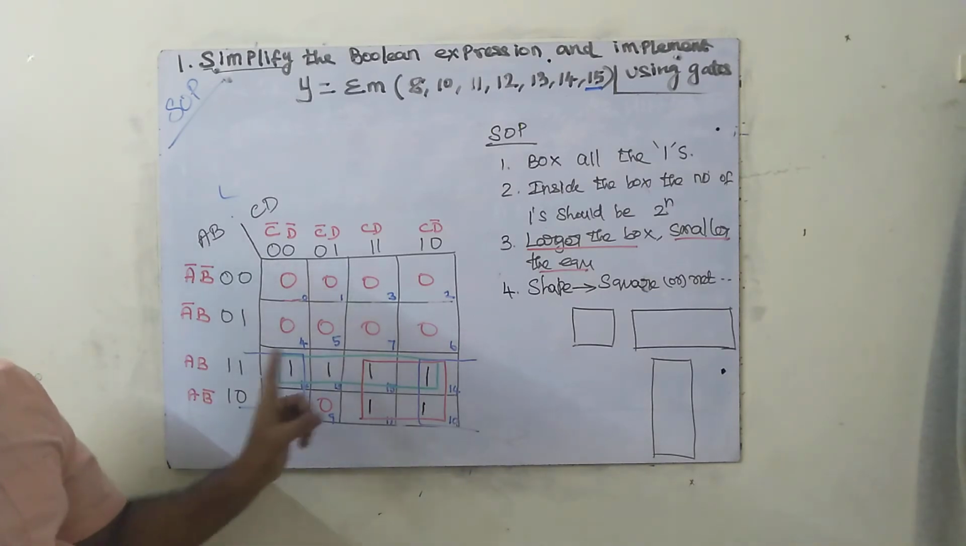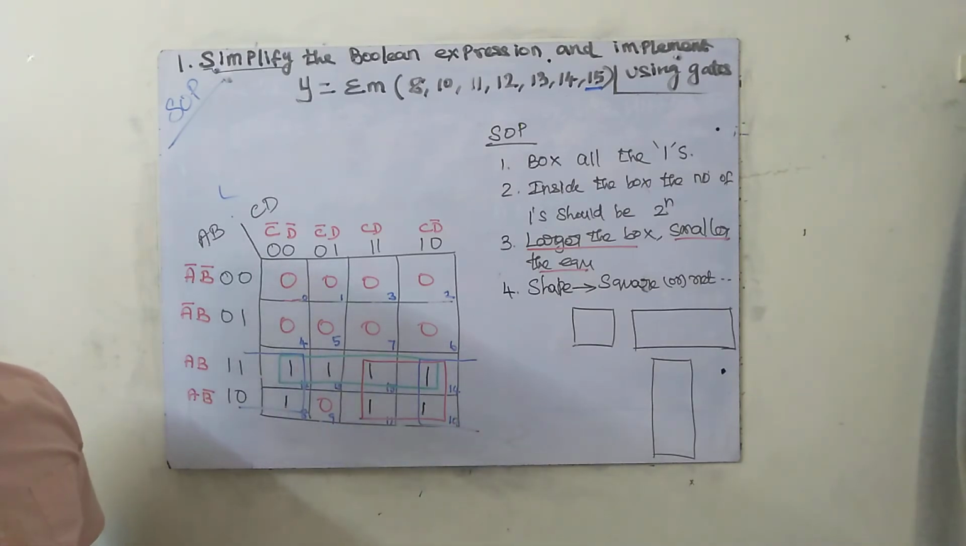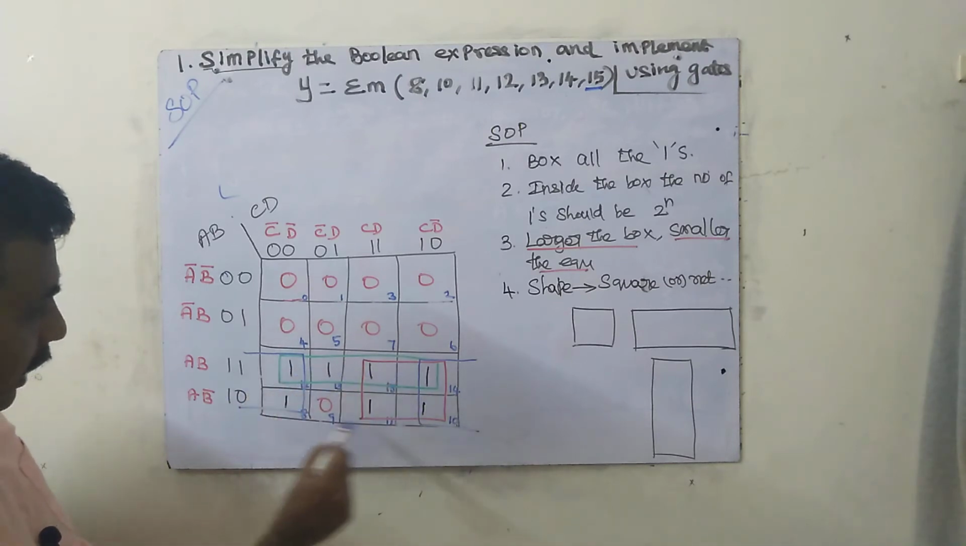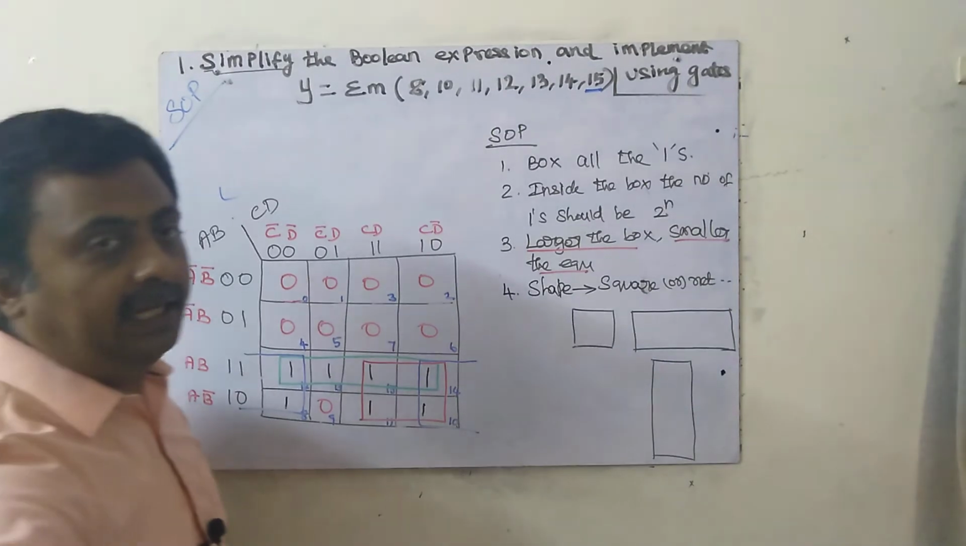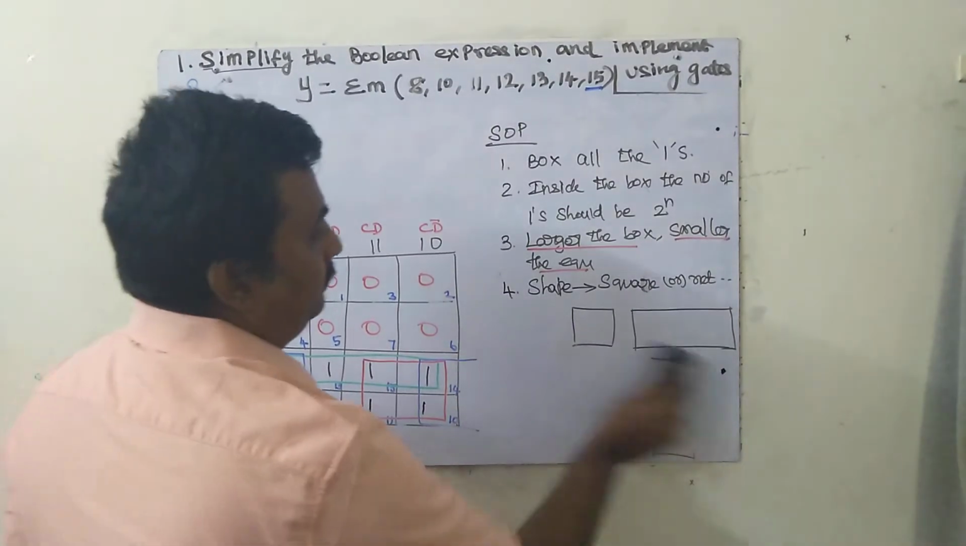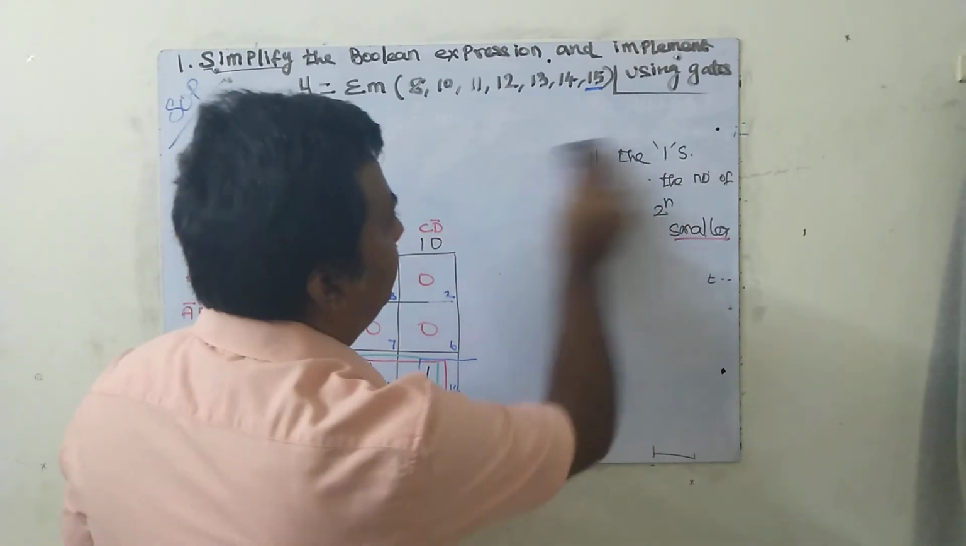So three boxes. Whether all the ones have been boxed, I have boxed. Now I have to write the equation. First we have to box all those things, next I have to write the equation. So this is the basic step.